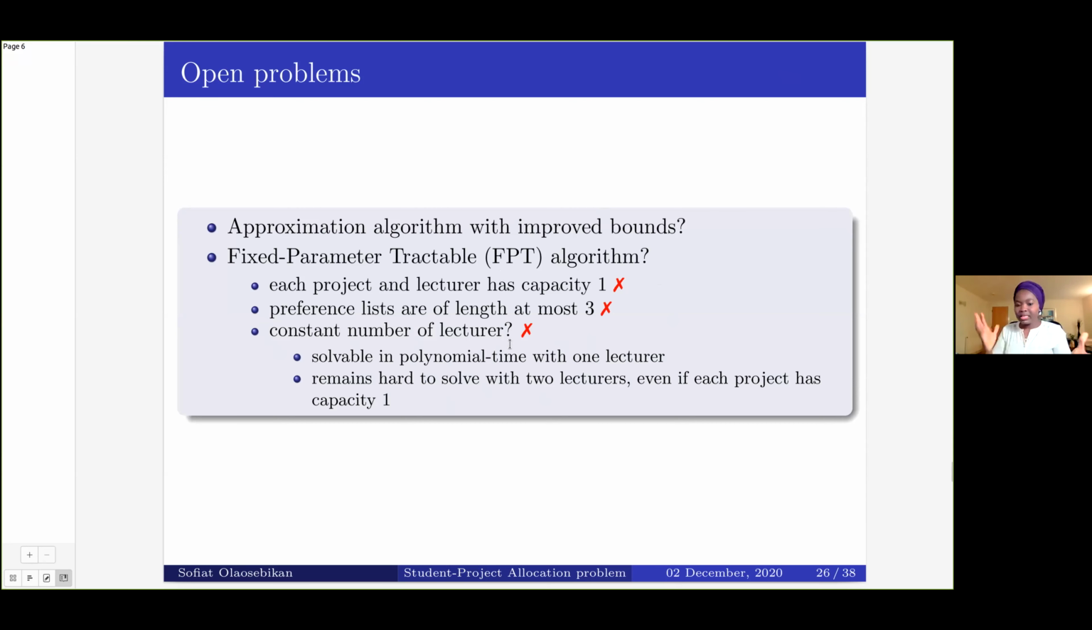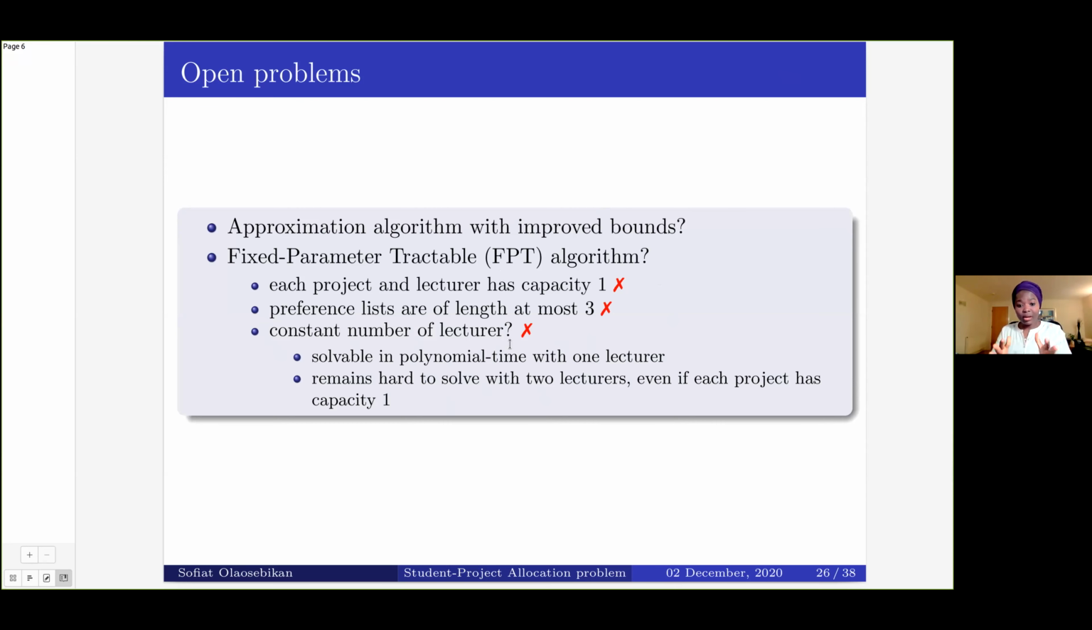So it remains open to see if there are other parameters of the problem. For instance, maybe the total length of the students' preference lists or the maximum capacity of the project can lead to construction of FPT algorithms for the SPA-P problem.